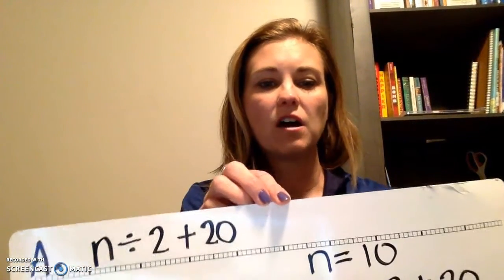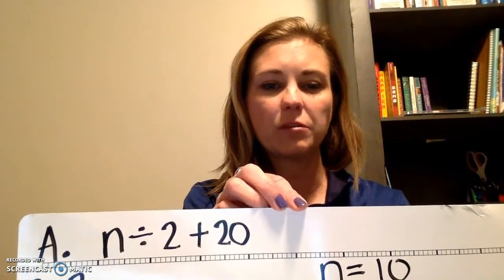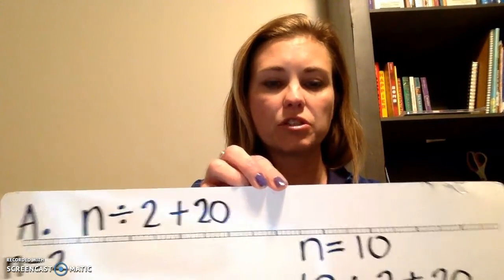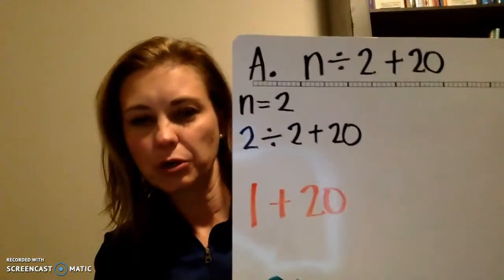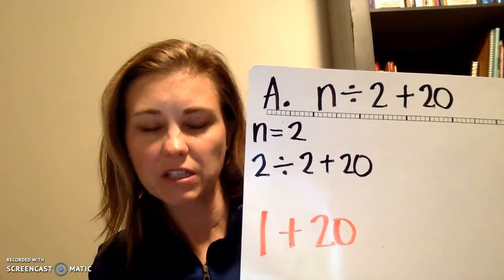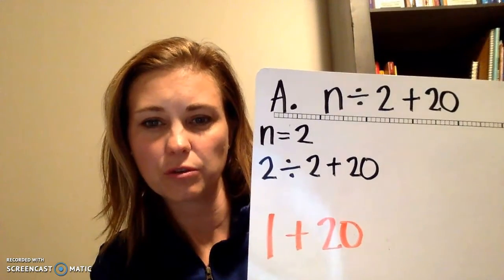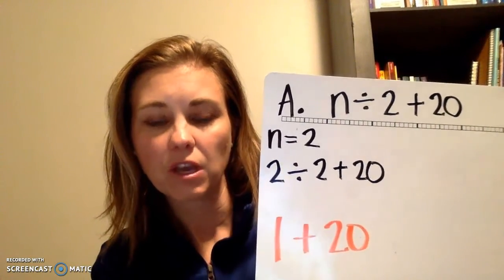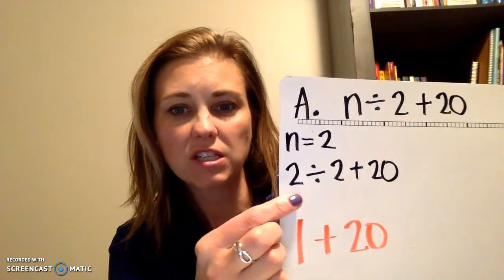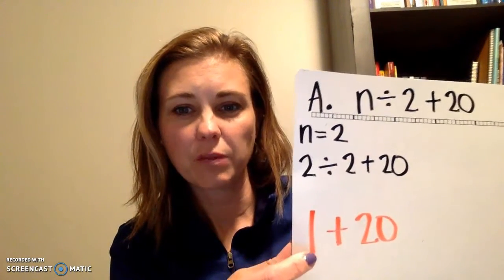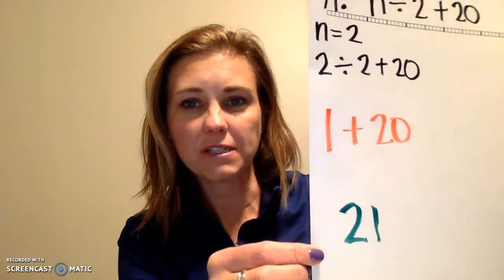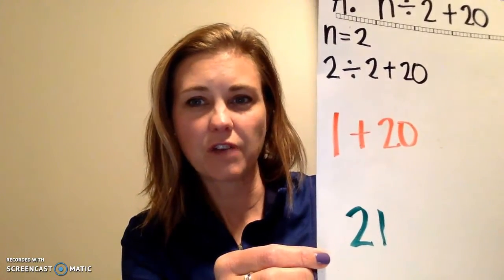There, now you can see it. Our expression is n divided by 2 plus 20. Then I have 4 different variables, so I'm going to start with 2. I put my 2 right into my expression where that n is. So I have 2 divided by 2 plus 20. My first step, I don't have any parentheses, so I'm going to go right to the division. 2 divided by 2 is 1, so I have 1 plus 20. That's 21. That one doesn't work, it's not 35.